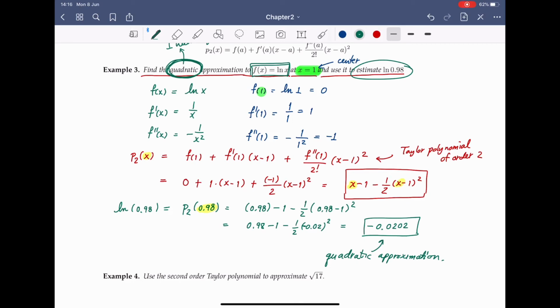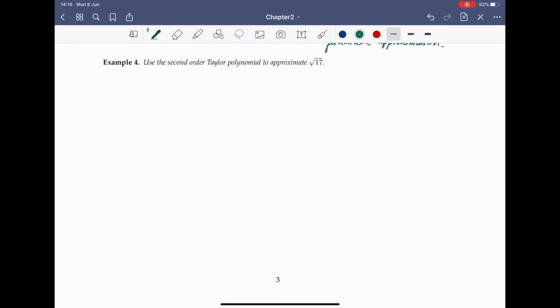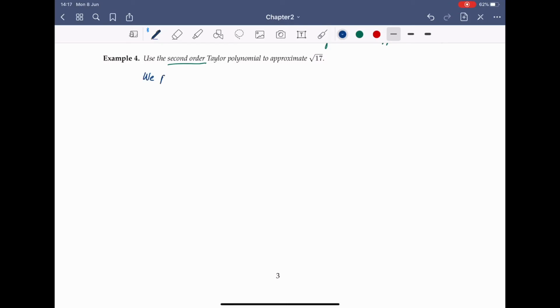All right, so a similar thing with example 4. Let's use the second order Taylor polynomial to approximate square root of 17. They didn't give you a center, but we're gonna pick the center by ourselves. So we pick a equal to 16 as a center. Why do we pick 16? Because first of all, 16 is close to 17, and we can take the square root of 16 and get a nice number, which is 4, right? That is how we pick 16 as a center.